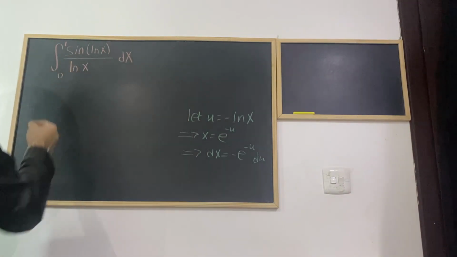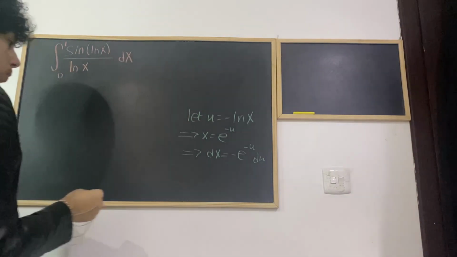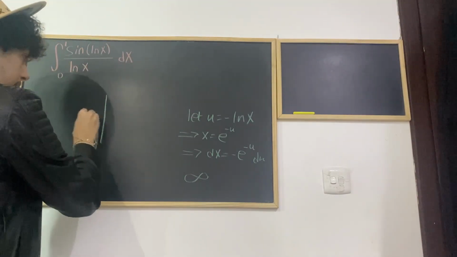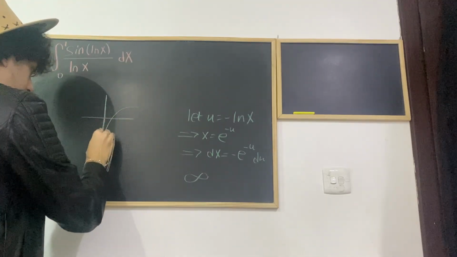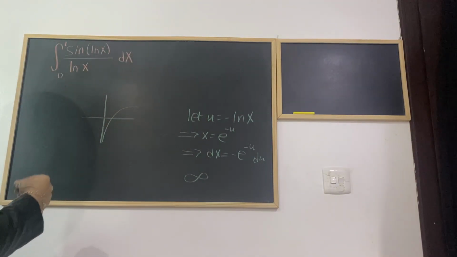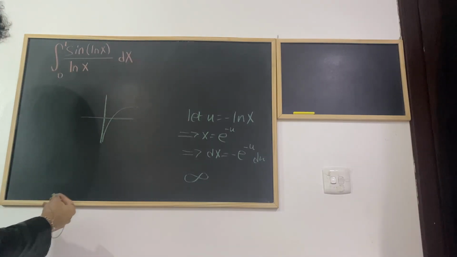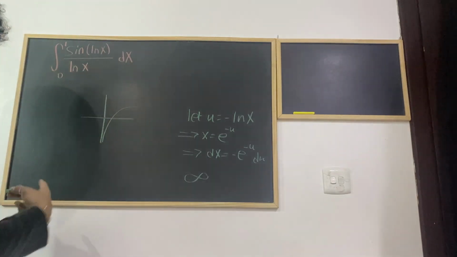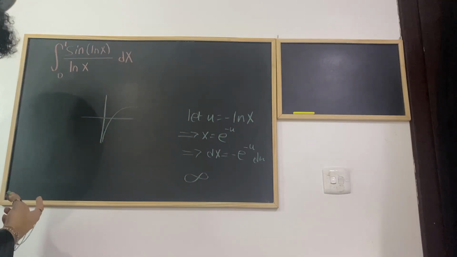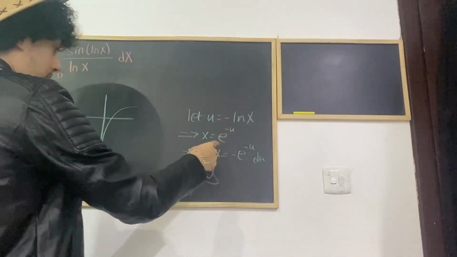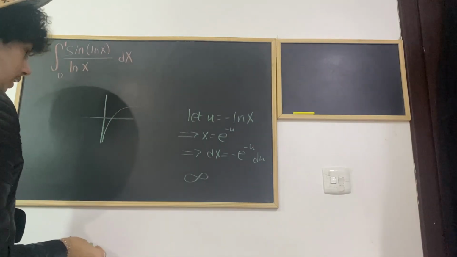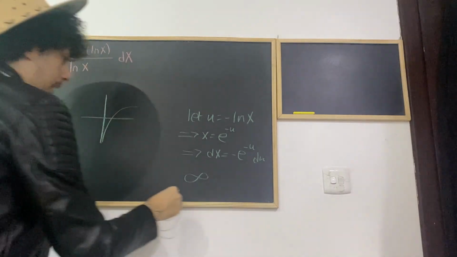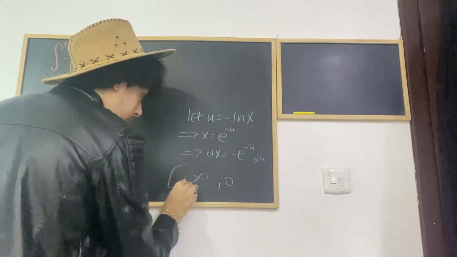Now, let's see how our bounds change. So when x equals 0, u will equal infinity. Now, the reason for this is because if we plot the graph for ln x, we're going to get this. There is no negative side because you can't put a negative number inside the ln function, so we can only approach 0 from the positive side, and as we approach 0 we approach negative infinity, so we can say 0 is equal to negative infinity. But since we let u equal negative ln x, it's actually going to be infinity, because negative multiplied by negative infinity is infinity. And if we take x as 1, so we can find our other end of the bound, we're going to get 0. So these are our new bounds.